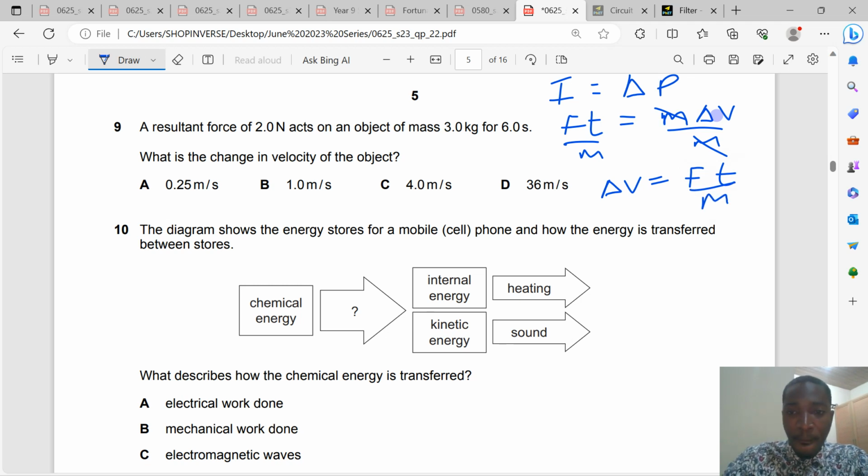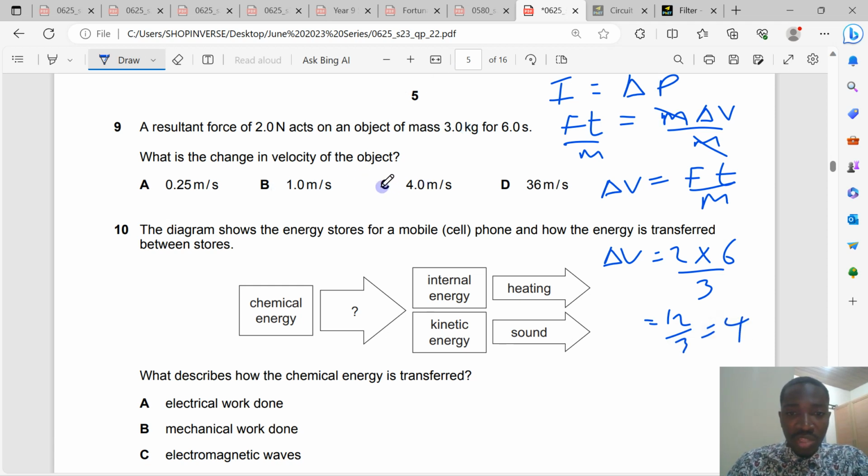So you do that here. What's the force? 2 newtons. The time is 6 seconds. So 2 times 6 divided by the mass. What's the mass? The mass is 3 kilograms. 2 times 6 is 12. 12 divided by 3 gives us 4. That's 4 meters per second. That makes option C the correct answer.